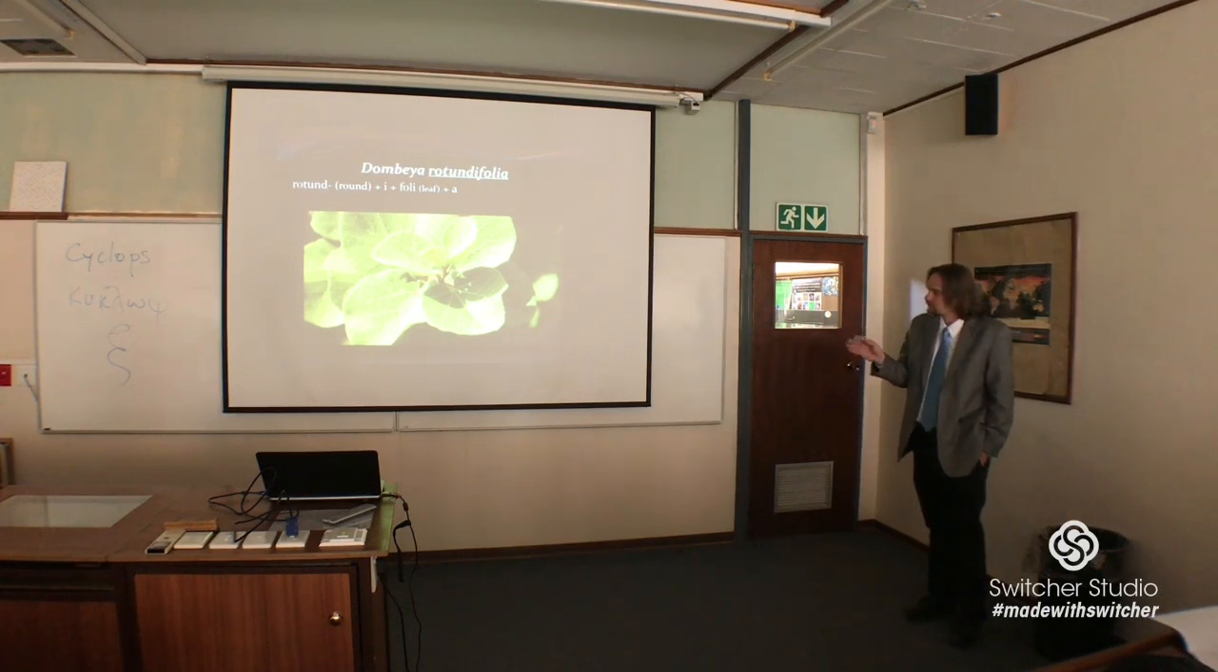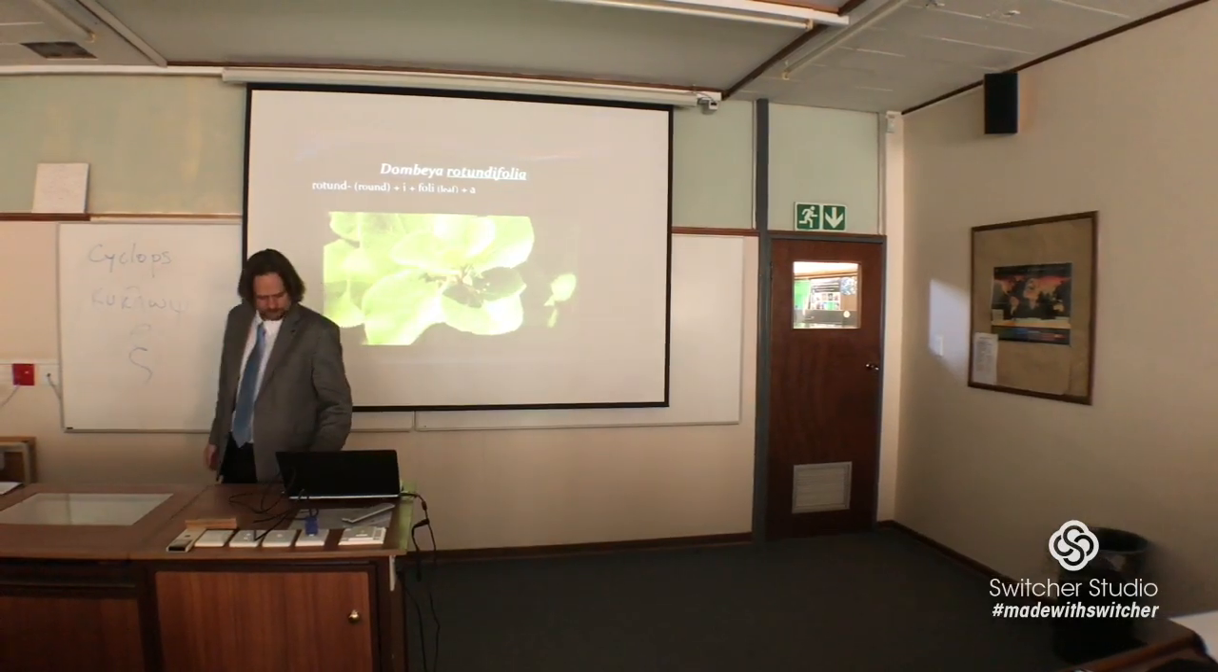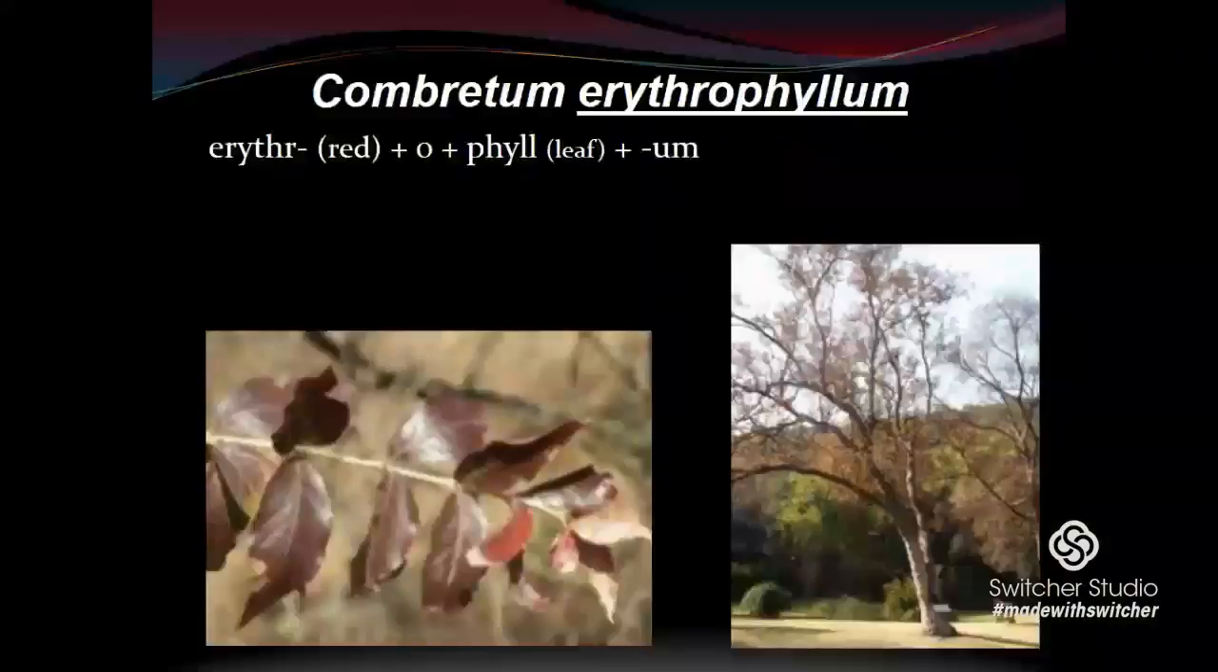Rotundifolia, round leaf, rotund leaf. And Combretum erythrophyllum. This one you know well. It's all over campus. The red leaf, erythros, that's an erythrocyte. Phyllum, Greek. Usually they try to keep Greek with Greek and Latin with Latin. So you have densiflorus, two Latin terms, but you don't want rosa phyllum, you want rosa folia. Latin and Latin, Greek and Greek.